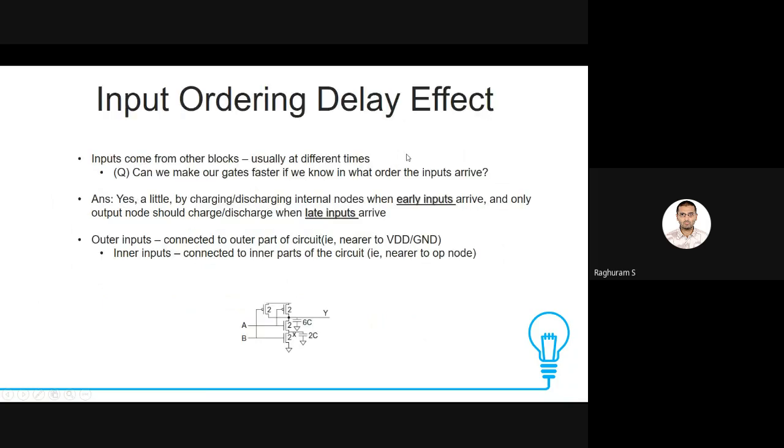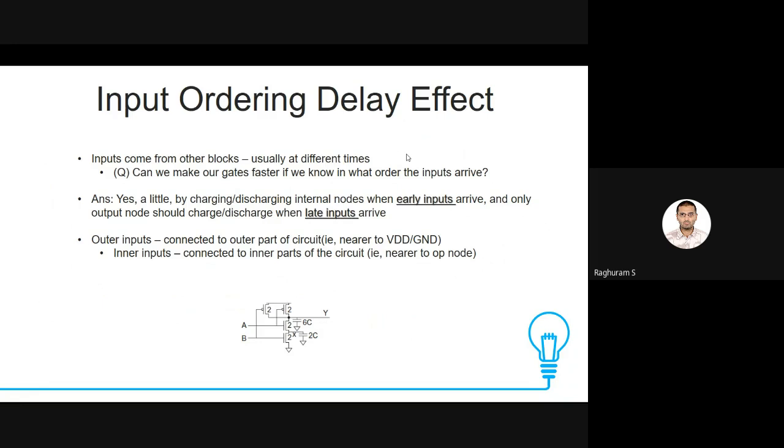Okay, so another way in which we can make our gates faster. This is again, we are still in static CMOS only. We have not changed our logic family yet, but we have some methods by which a NAND gate, NOR gate itself will operate a little faster. And that is by something called input ordering.